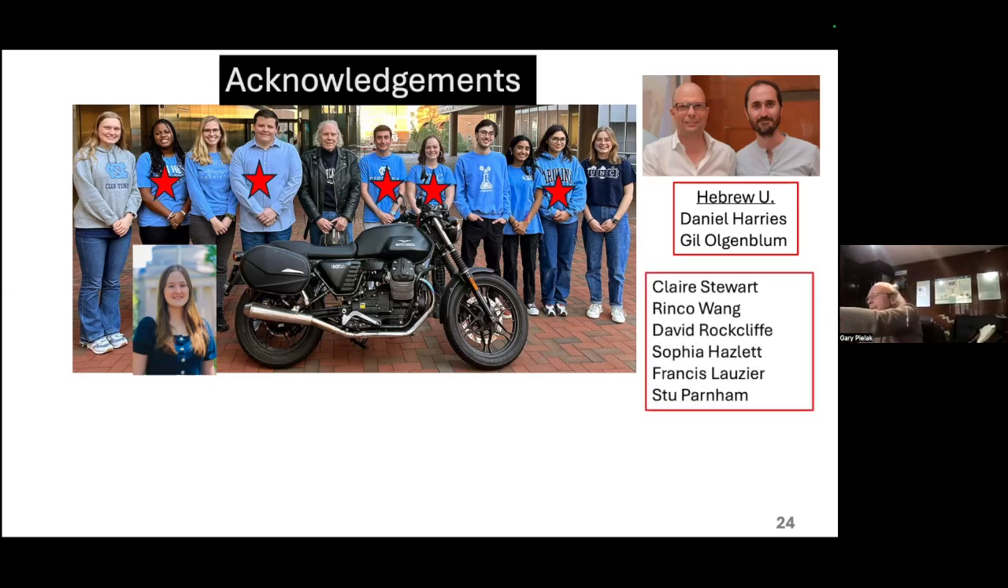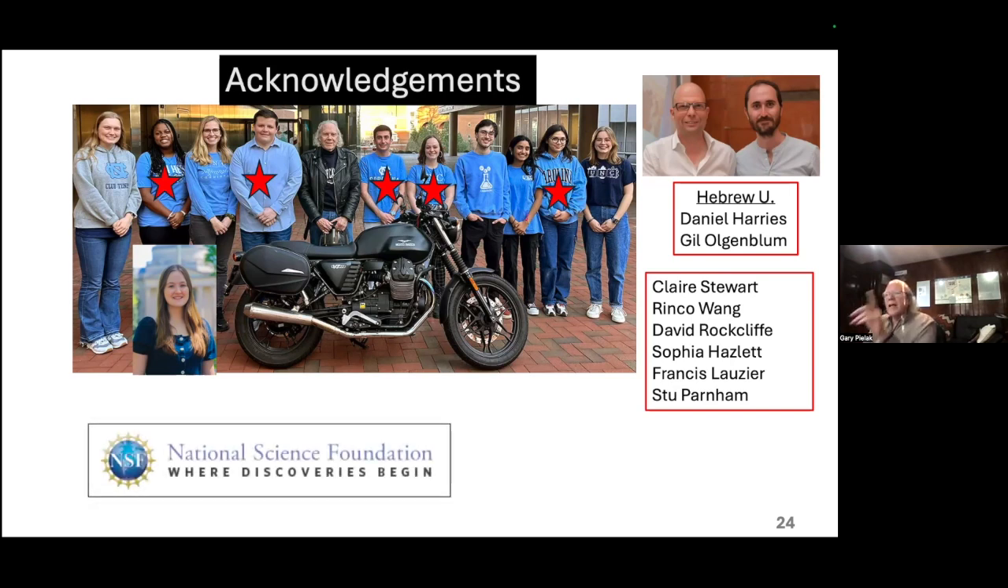Now, the people who made this, who have gone on to better things after this project: Claire is a postdoc at Stanford, Rinko's a graduate student at Yale, David is a program director at the National Science Foundation, Sophie is a graduate student in London, Francis just earned his MD, and Stu is our NMR facility coordinator. The NSF funded these data, funded this operation, even though it's systematic.